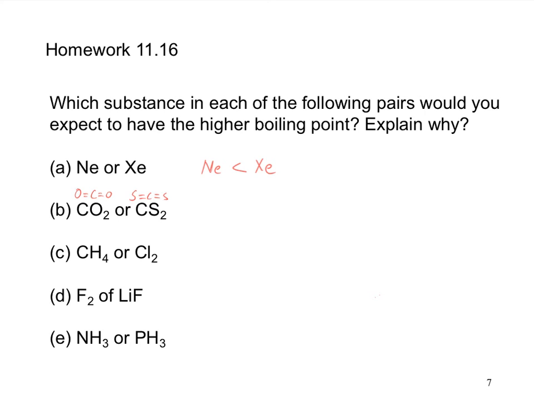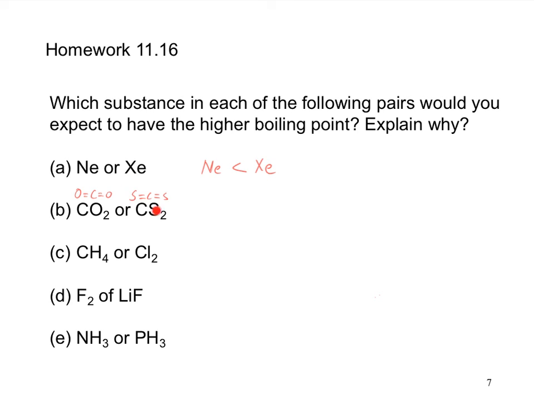Similar to problem 1, we need to compare the polarizability of these two molecules. So which one has the higher polarizability? We'll look at the size and number of electrons. So oxygen, carbon, oxygen, sulfur, carbon, sulfur. Which one is bigger? Yes, sulfur is bigger than oxygen and has more electrons.